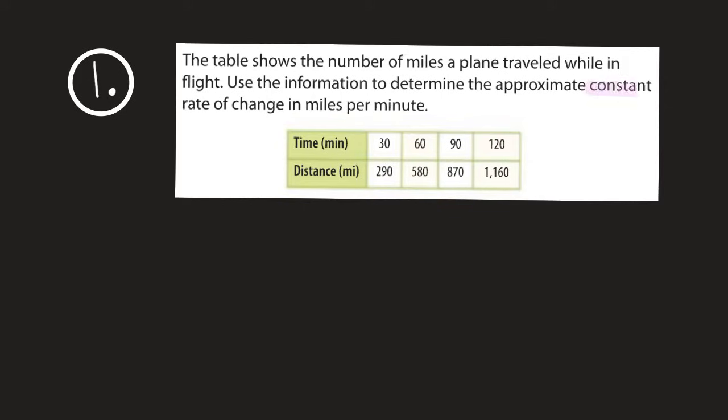So I'm going to highlight constant rate of change. And when you see constant rate of change, I want you to think about K. And K equals y divided by x. So let's find some values to find K. So constant rate of change is K, and we have some x values here and some y values here.